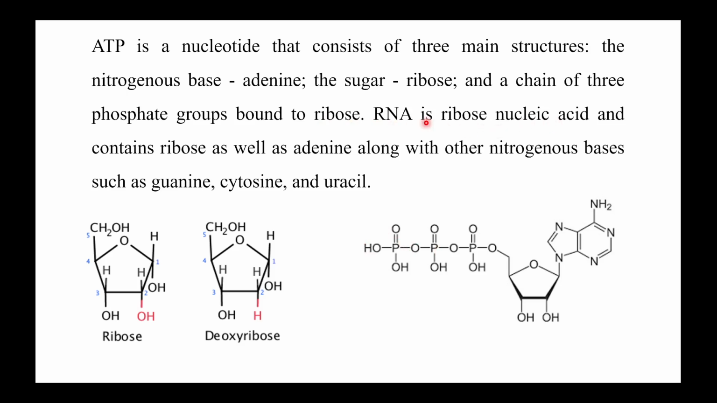RNA is a ribose nucleic acid and contains ribose as well as adenine along with other nitrogenous bases such as guanine, cytosine and uracil. So RNA is composed of 4 bases, A, G, C and U, whereas in DNA instead of uracil we have thymine.